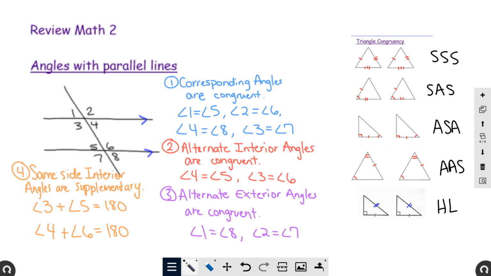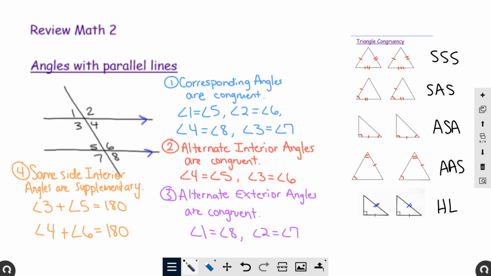Side angle side is 2 sides and the included angle, so the angle between. Angle side angle, we have 2 angles and the side that connects the 2 angles. Angle angle side is 2 angles and a non-included side, so a side somewhere else. And then the last one is our angle side side, but we don't say angle side side, and we don't write down angle side side because we don't want to make an angle side side out of ourselves. So we say HL. So that's when we have a right triangle and we have a hypotenuse that's congruent and a leg that's congruent.